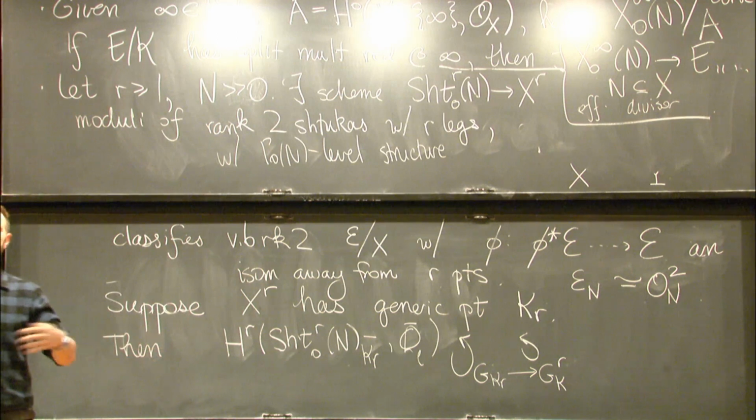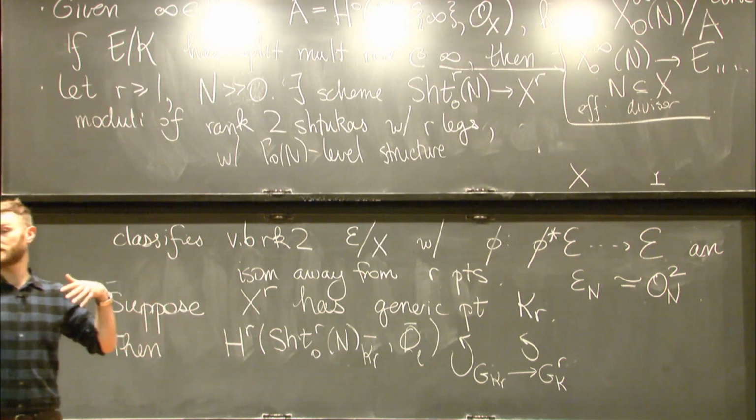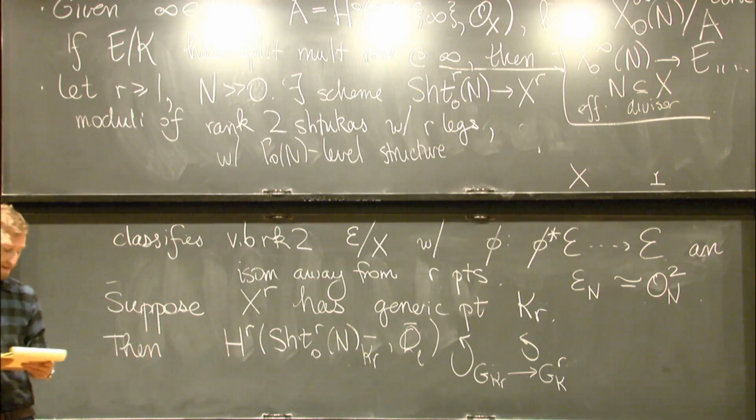There's nothing specific about E being an elliptic curve. I could replace E with an abelian variety of whatever dimension. That would be fine, too.